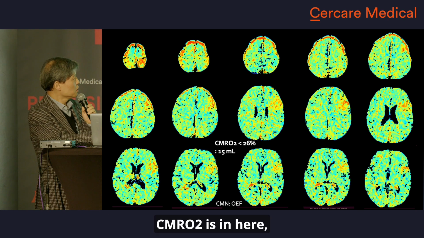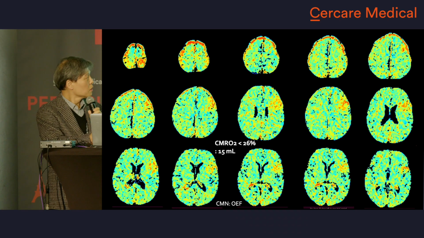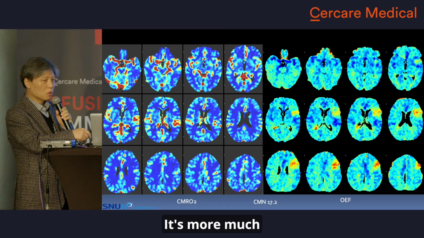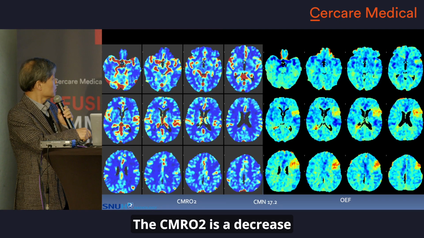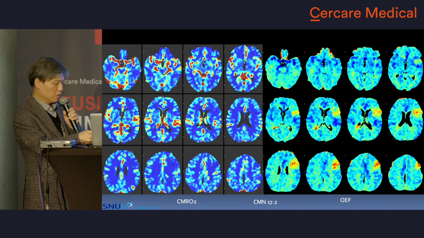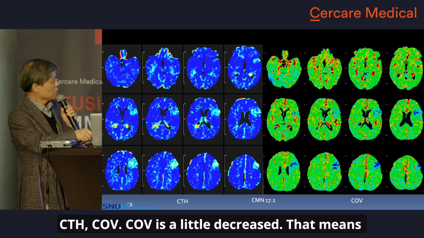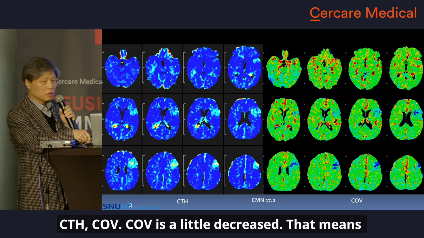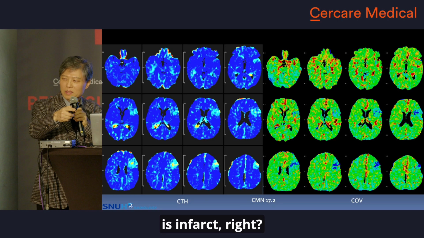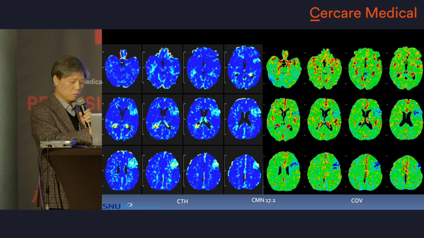The CMRO₂ is here, decreased CMRO₂ in that area. This is a new version of the software, and there is much improved imaging quality. There is a CMRO₂ decrease here, and the OEF, CBH, COV. COV is a little decreased. That means infarct, right? Recent infarct. So it is very related to the physiology.